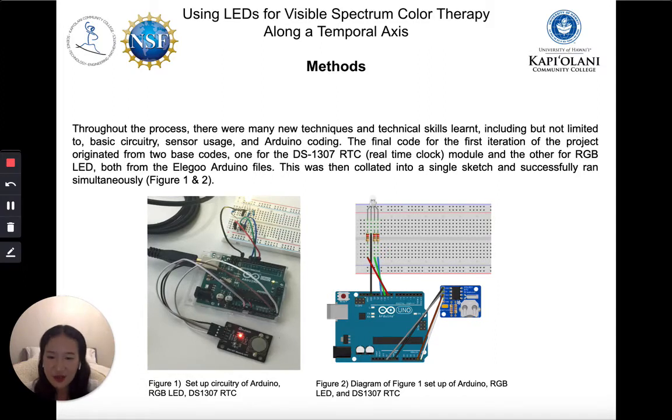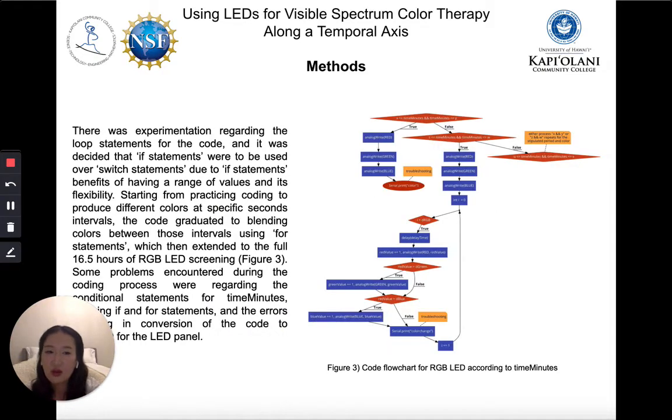For the first iteration, using this single RGB LED, I originated from two base codes that were given by the LEGU Arduino files, one being for the DS1307 RTC real-time clock module, and the other for the RGB LED. So I put those two base codes into one sketch and successfully ran it, and then from then on, I used my code flow chart to finalize how I was going to put the coding not just together in one file, but to work off each other.